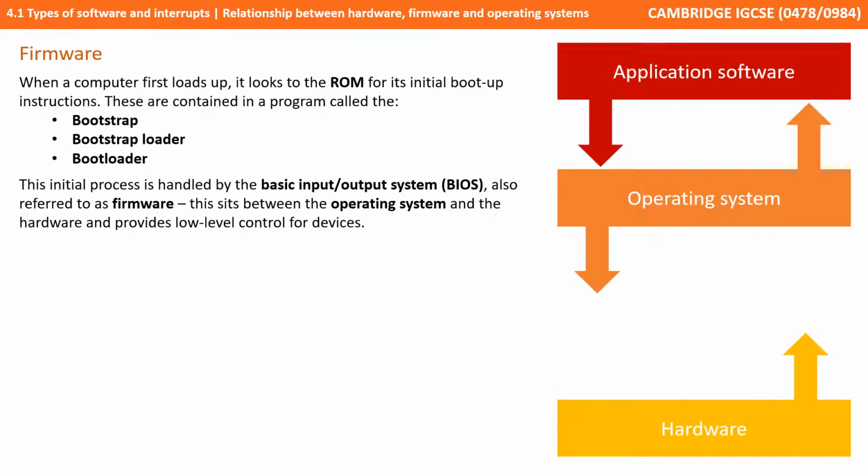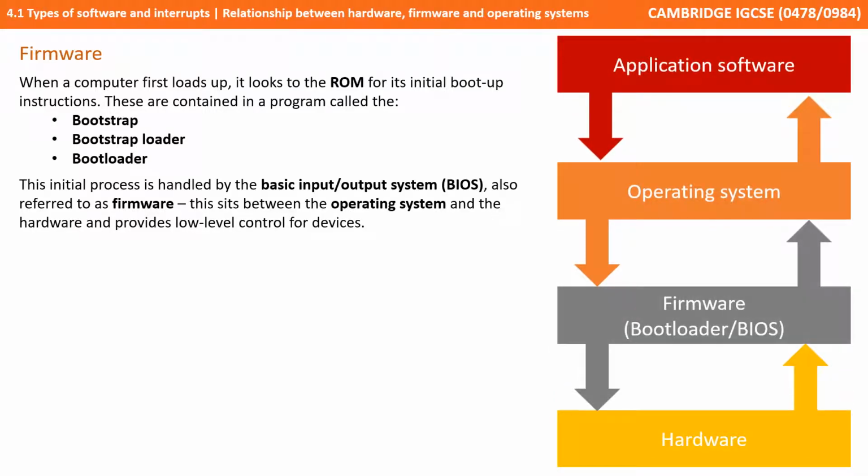When a computer first loads up, it looks to ROM for its initial boot up instructions, and this is because ROM is non-volatile. These are contained in a program called the bootstrap, commonly also called the bootstrap loader or simply bootloader. These initial booting up processes are handled by the basic input and output system known as the BIOS. This is commonly referred to as firmware, and it sits between the operating system and the hardware and provides low-level control for devices. We can now add an extra layer to our diagram.